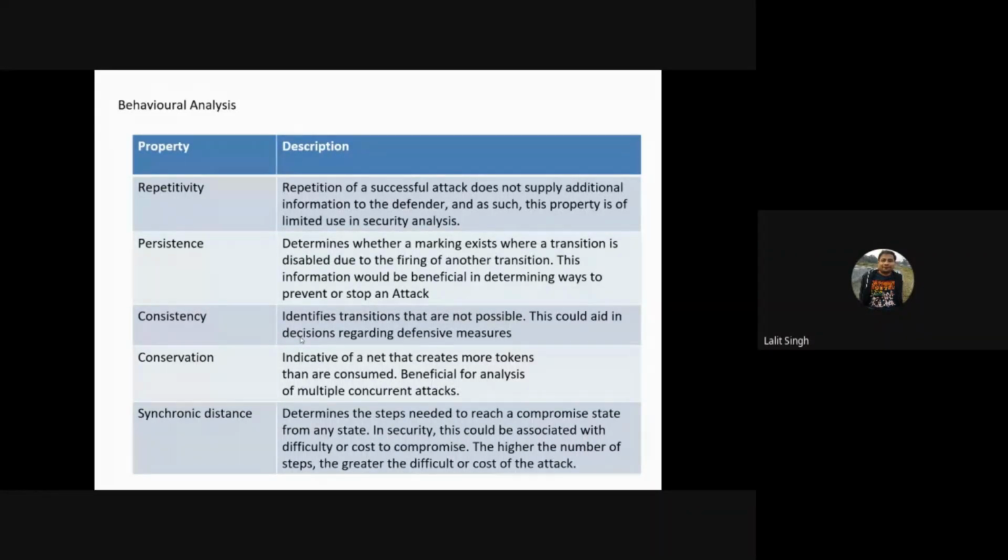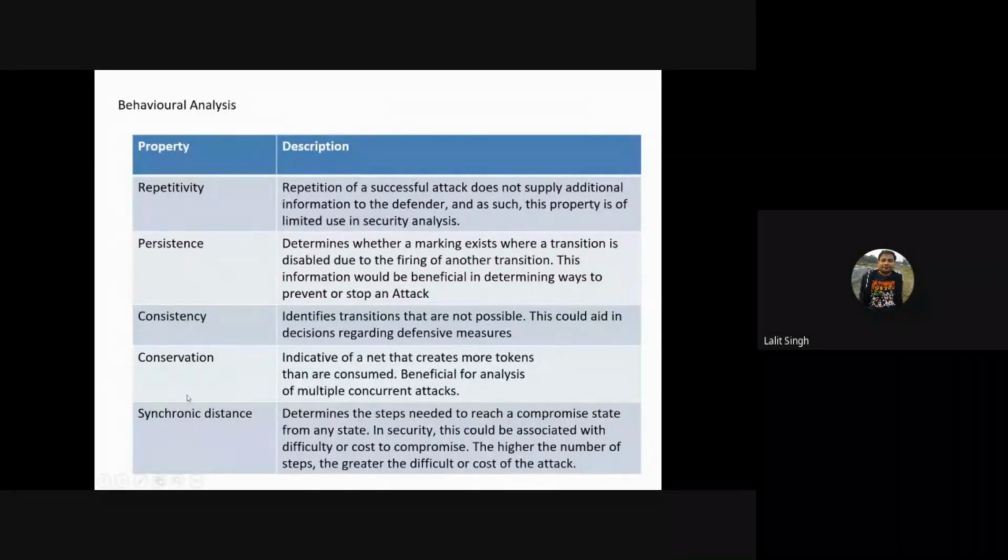And persistence is an important property which determines whether a marking exists, or a state exists, where a transition is disabled because of the firing of another transition. And this information will be beneficial in determining the ways to prevent or stop an attack. Then the consistency determines the transitions that are not possible at all, and this could aid in decisions regarding the defensive measures.